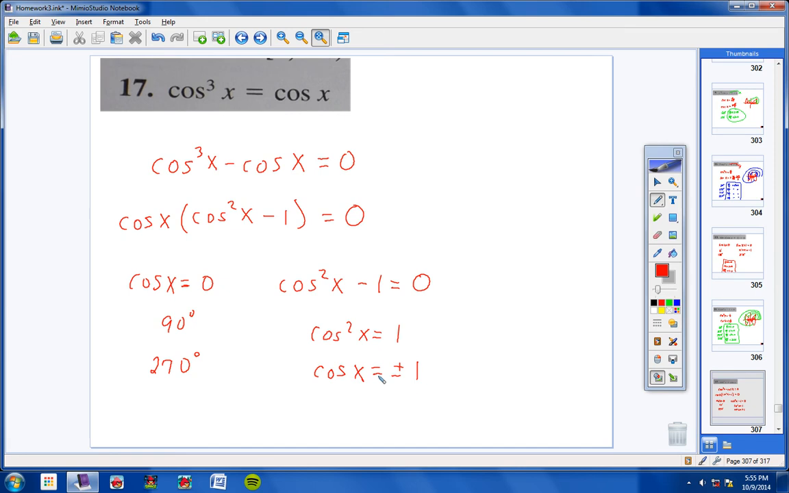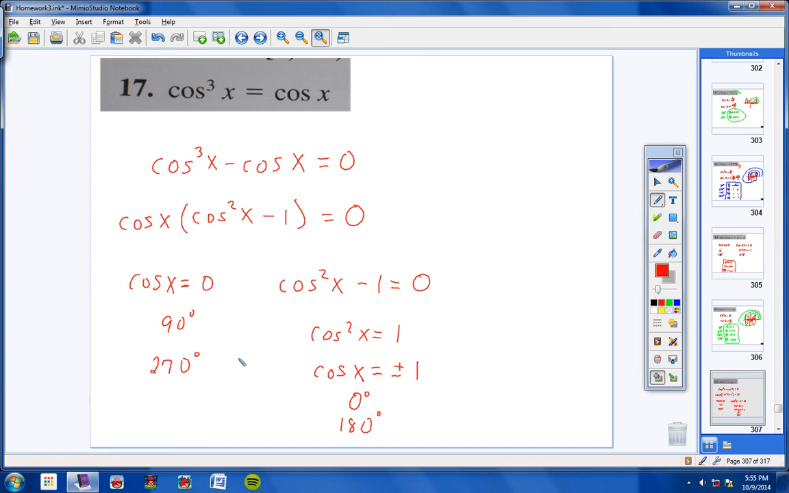So, here we go. Cosine of 0 gives me 1, so that works. Cosine of 90 gives me 0, that doesn't work. Cosine of 180 gives me negative 1, so that works. And cosine of 270 gives me 0. So I'm looking at 0 and 180. So 0 works and 180. So I have 4 answers, 1, 2, 3, 4.